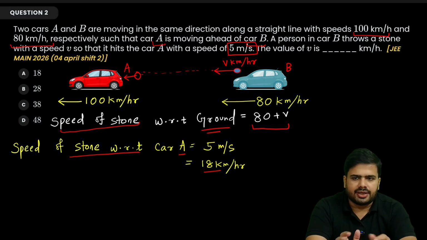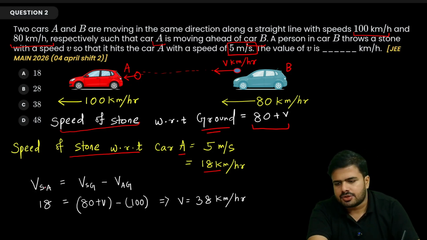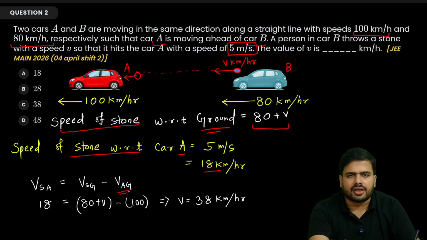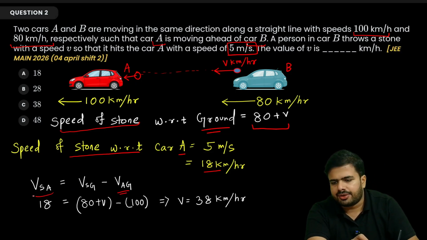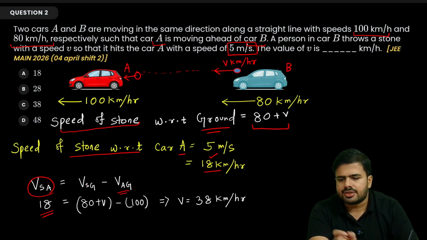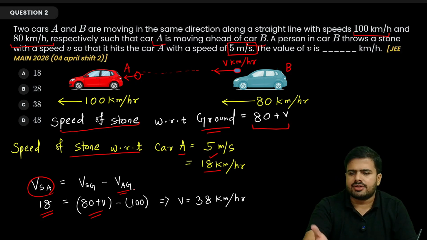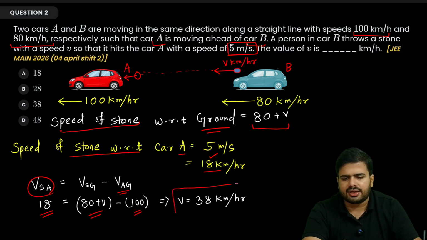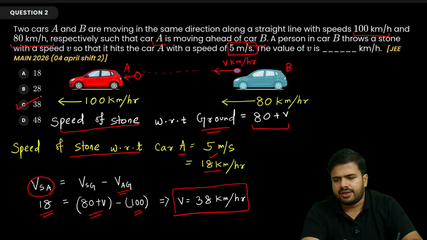Now we can write down the relative velocity of stone with respect to car A. We can write it as relative velocity of stone with respect to ground and velocity of car A with respect to ground. So this particular velocity here they have given 18 in the question. So we have substituted here 18, and velocity of stone with respect to ground is how much? 80 plus v, and velocity of A with respect to ground, that is the simple velocity of car A is given 100. So all the values we have substituted, just rearrange that and we'll get the velocity as 38 km per hour. Option C is correct here.